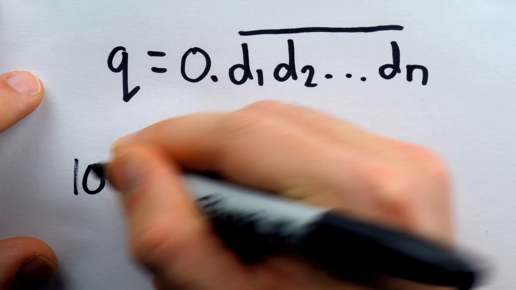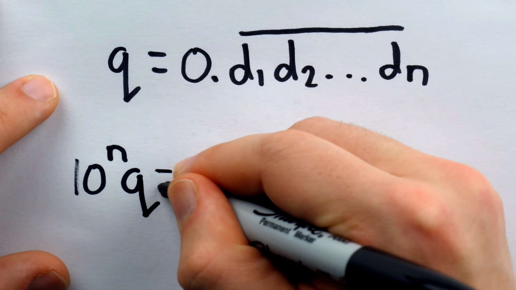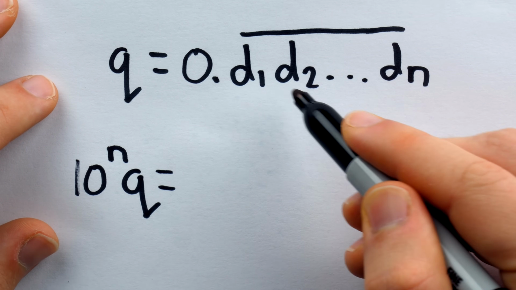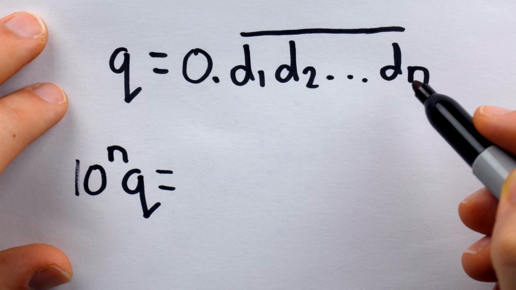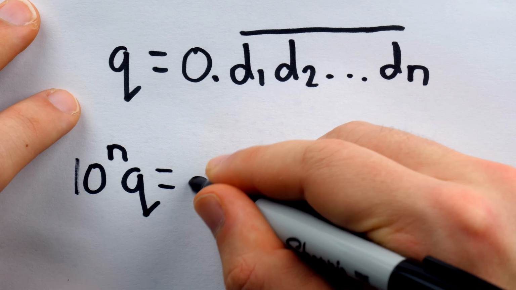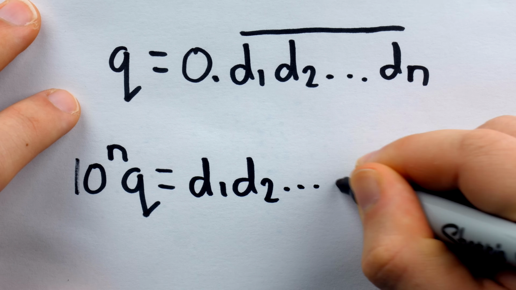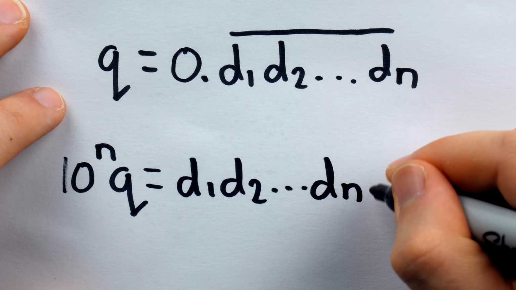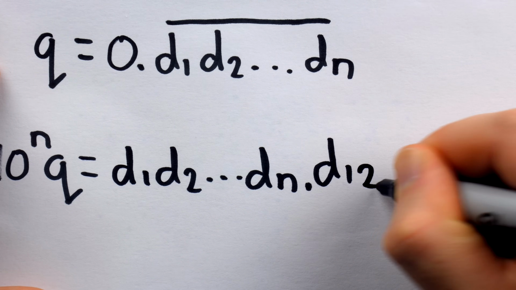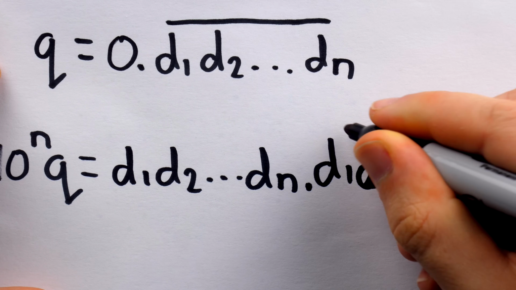All right, the first thing we're going to do is multiply both sides of this equation by 10 to the power of n. So on the left, we'll have 10 to the power of n times q. On the right, when we multiply by 10 to the power of n, this decimal point is going to move over n places. And so this whole pattern, d1, d2 through dn, will now be to the left of the decimal point. But of course, it repeats infinitely. So to the right of the decimal point, we would still have this pattern continuing and repeating: d1, d2, all the way up through dn, and that would repeat.